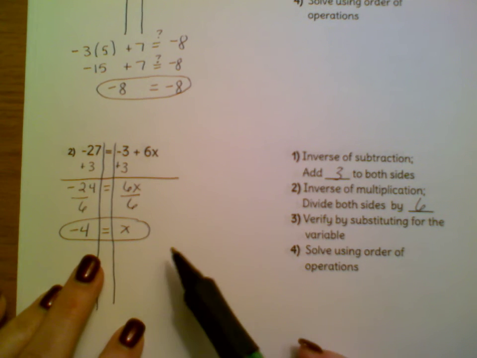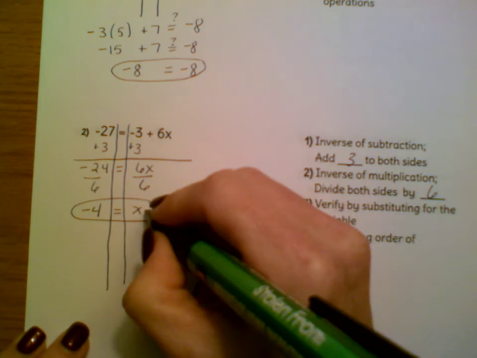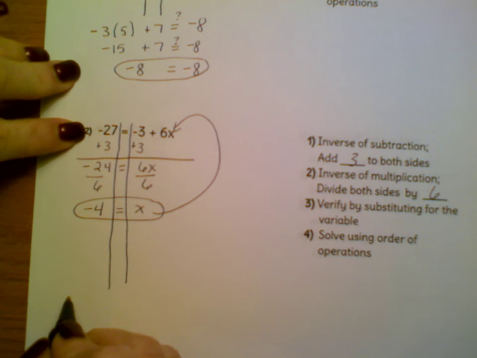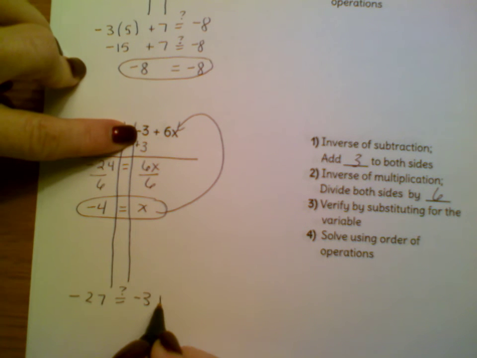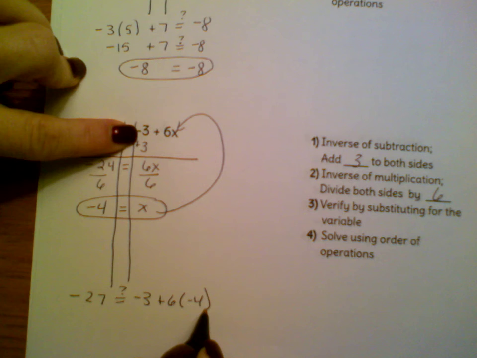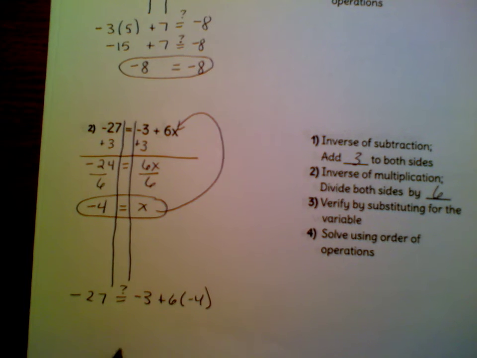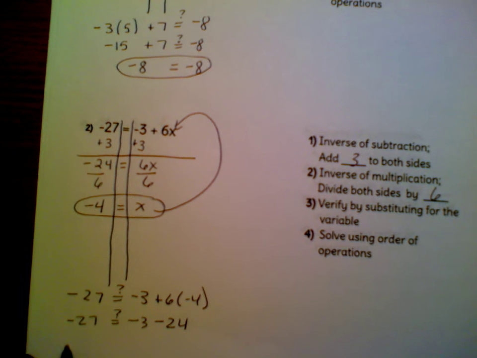So I want to verify and make sure that I'm correct. I will verify by substituting negative 4 in place of x. So I'm rewriting negative 27, hopefully is going to equal negative 3 plus 6 times negative 4. Solve using order of operations. So I have to multiply first. So negative 3 comes down. A positive times a negative is negative 24. Now I'm going to continue to solve.